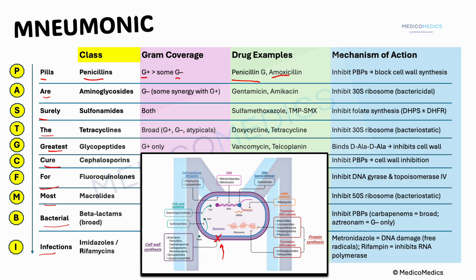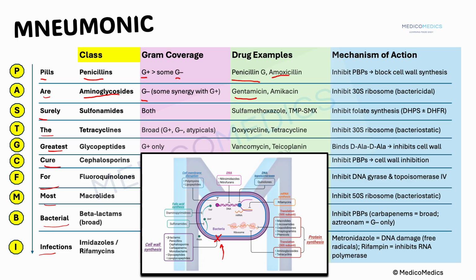Now, once past the wall, we enter the ribosome, the bacterial protein factory, and aminoglycosides bind the 30S subunit, not just pausing translation, but actually corrupting it, causing the ribosome to misread messenger RNA and produce dysfunctional proteins. These aminoglycosides are especially effective against gram-negatives. But they need oxygen to be transported in, making them useless against anaerobes.